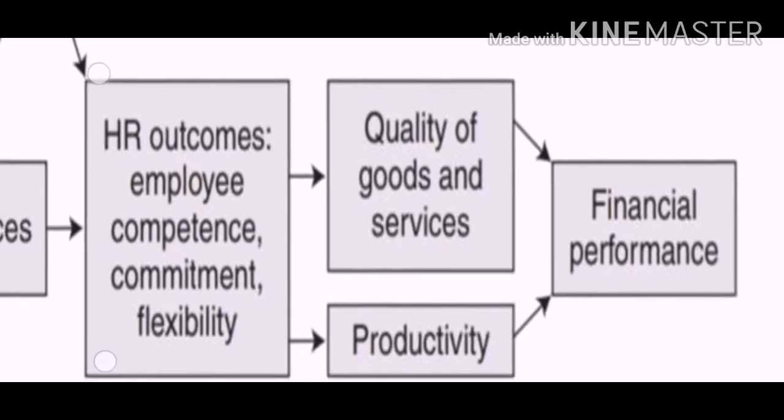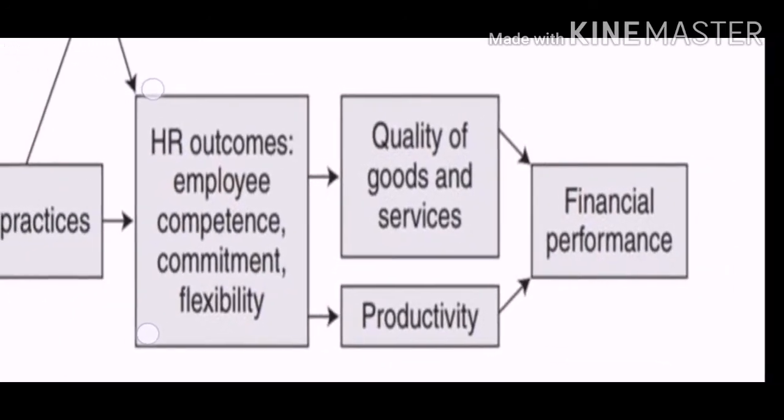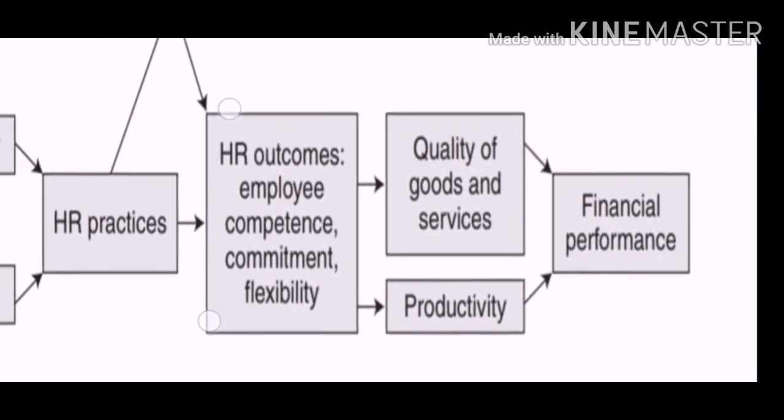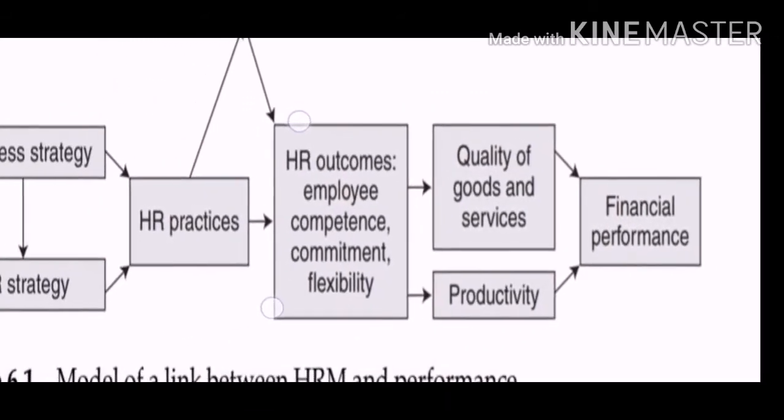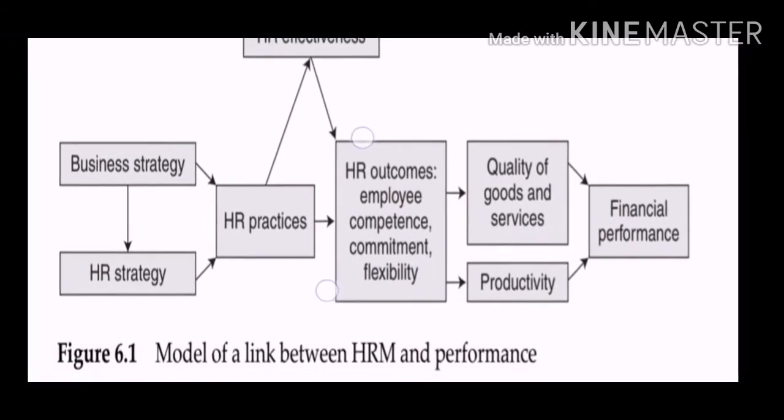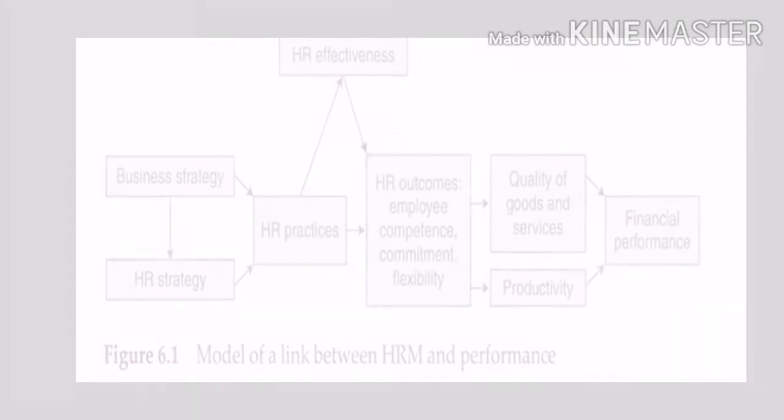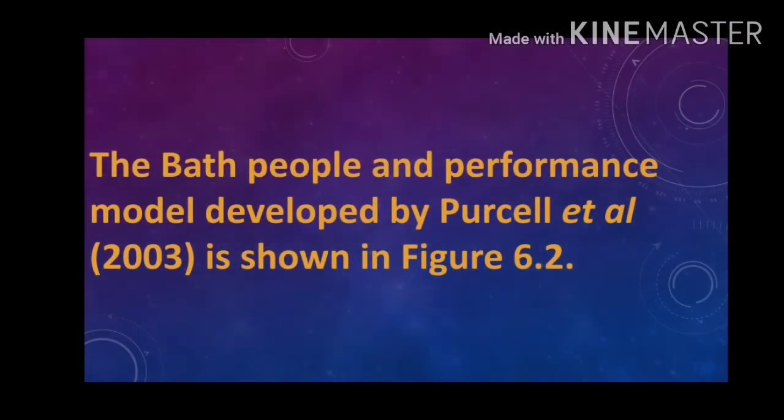HR outcomes, employee competence, commitment, and flexibility, which result in quality of goods and services and productivity, and end with financial performance. The next figure is the Bath People and Performance Model developed by Purcell et al. of 2003.